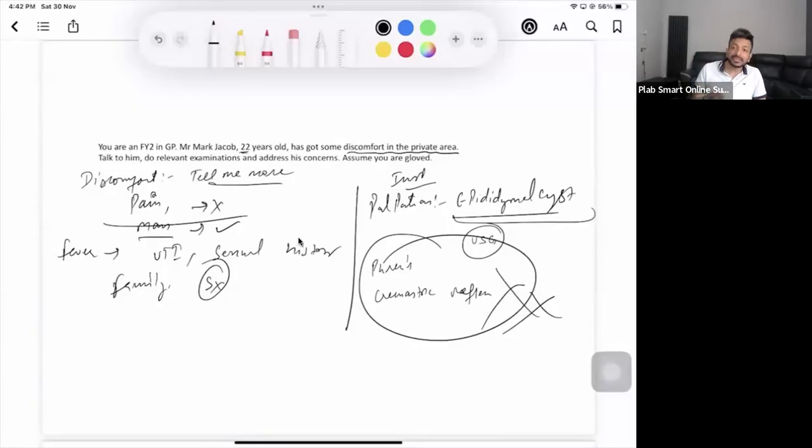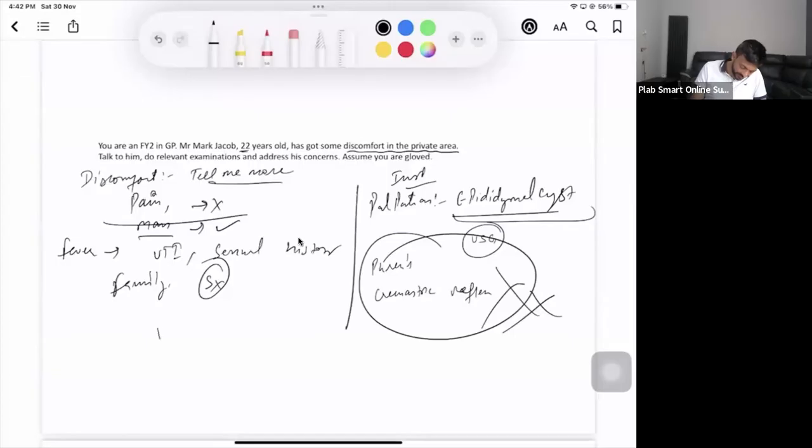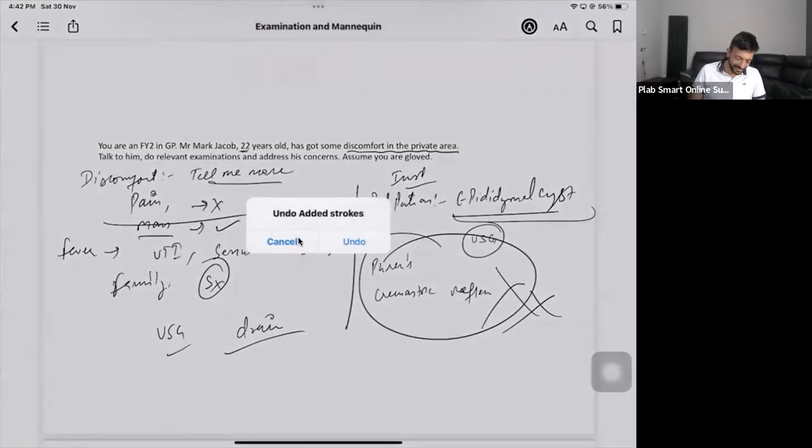What is the management? To be honest, there is no management. Let it be there. It's going to be okay in a few days, weeks' time. However, if it is causing symptoms and the patient is feeling too much discomfort, then what can be done? We can first arrange an ultrasound and then we can drain the fluid as well. That's something that can be done, right?